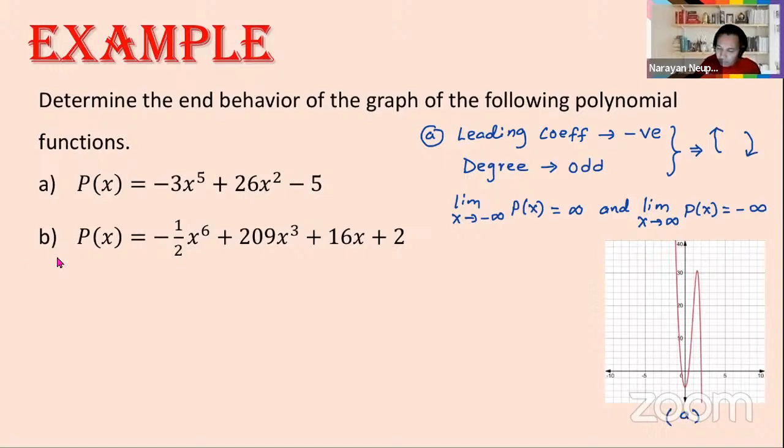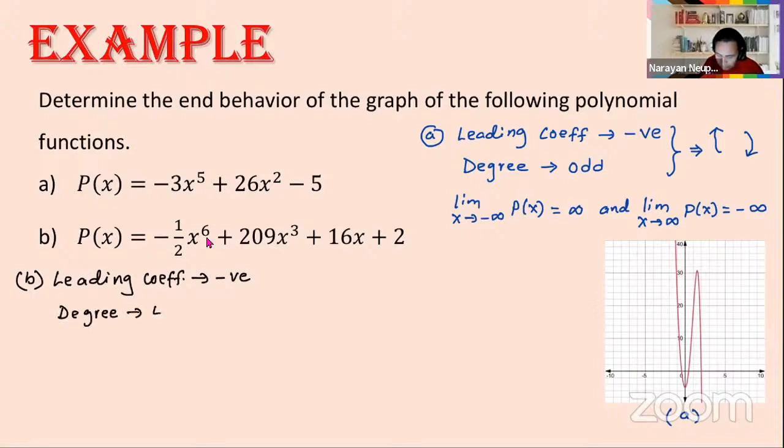Now let's look at part B. We can follow the same procedure. So for part B, you can see that the leading coefficient is also negative. So like in A, I can say leading coefficient is negative. And if you look at the degree, the highest power of x is 6. So it is even degree.